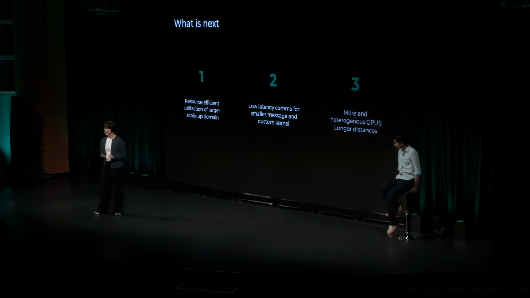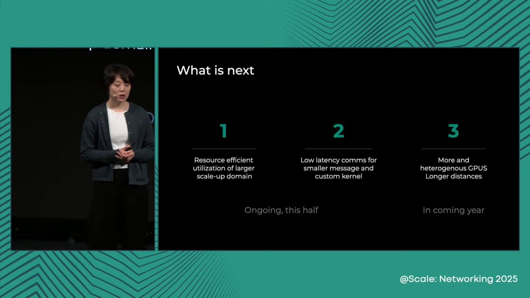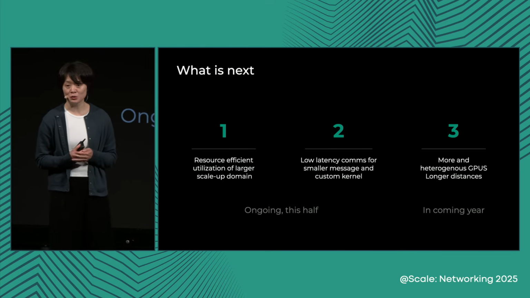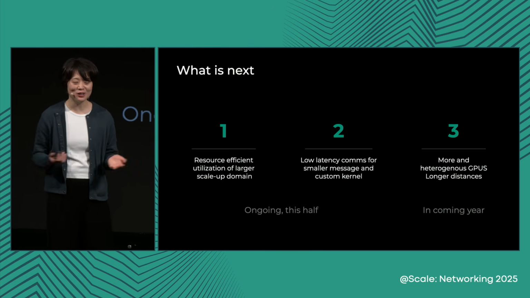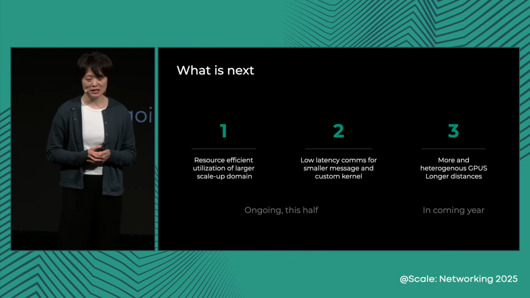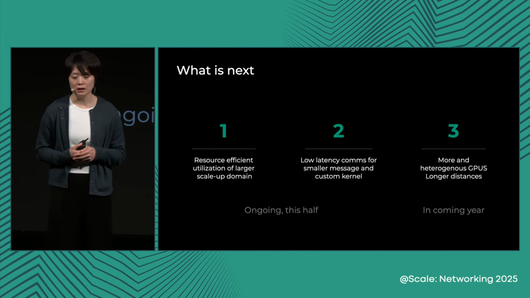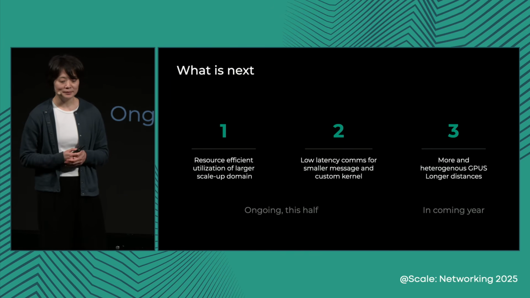Well, thank you, Ashmitha. So what's next? We are still in the middle of model and hardware innovation to support large language model training. For the rest of this year, we are enabling resource-efficient communication, such as SM-free support, but over a much larger scale-up domain with high-speed NVLink connection.